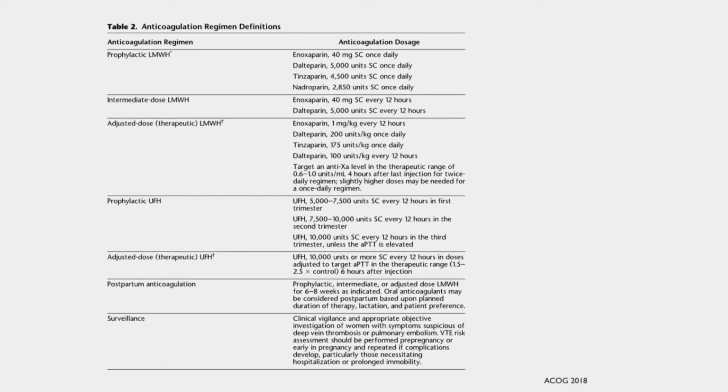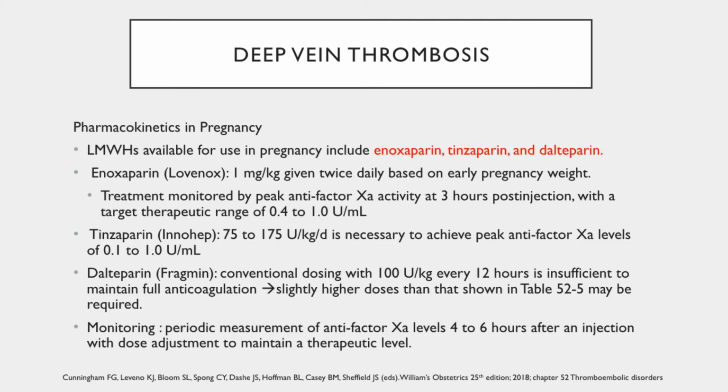Now, this is a table that shows to us the anticoagulation regimen definitions. So, for prophylactic low molecular weight heparin, these are the corresponding anticoagulation dosage. As we can see here, the enoxaparin, dalteparin, tinzaparin. For the intermediate dose low molecular weight heparin, there's anticoagulation dosage written here for enoxaparin and dalteparin, and so on and so forth. Low molecular weight heparins available for use during pregnancy include enoxaparin, tinzaparin, and dalteparin.